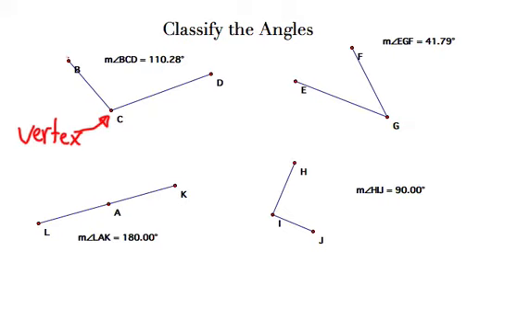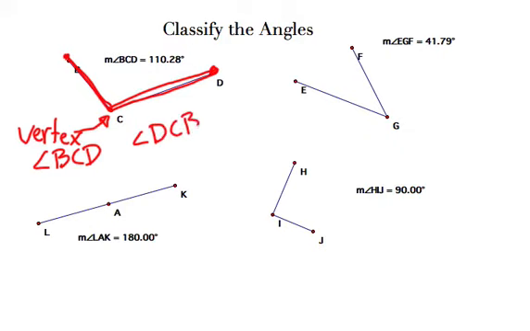So if I were to name it BCD, I could say angle BCD, that would work. Or I could also say angle DCB and go the other way, DCB. Either way, you notice that C ends up in the middle when I'm naming it, okay? Because that's the vertex. The vertex always has to be that middle point.